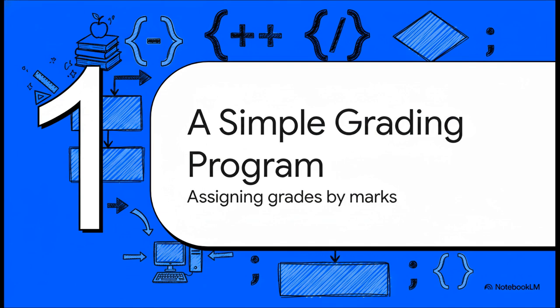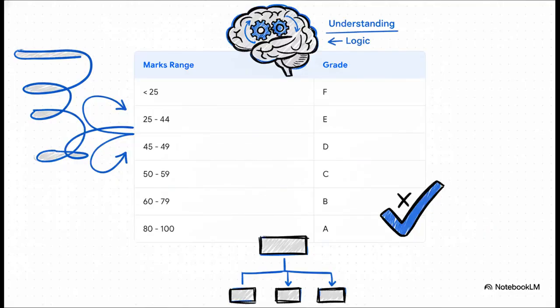Just imagine a school that needs a tool to automatically assign letter grades based on a student's score. That's our mission today, to write a program that can take a number and spit out the correct grade. Simple as that. Okay, so this is our rulebook. It's the entire goal for our program. If a student gets a score under 25, that's an F. If they get between 80 and 100, that's an A. Our code has to learn these rules and apply them perfectly, every single time.